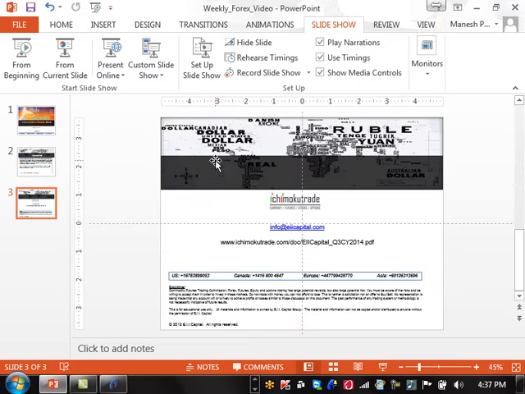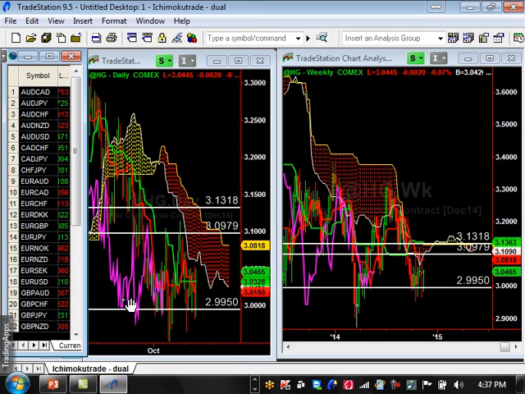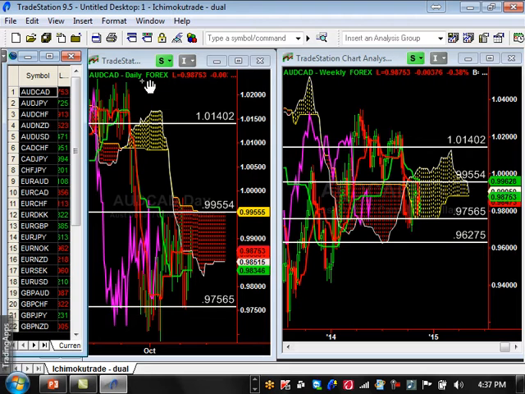Okay, so let's go straight to TradeStation and start looking at currencies. Remember, on the left hand side is the daily time frame, and on the right hand side is the weekly time frame. What we did was concentrate on the weekly support and resistances, which are mapped out on the daily, so you can see exactly where they're at.